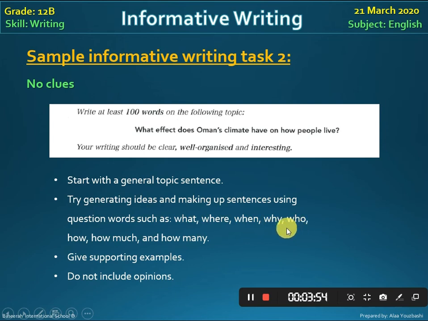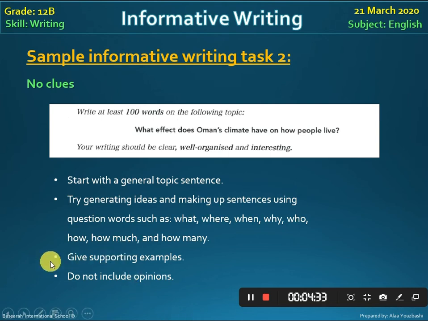Maybe I can answer the question who. I can give an example about a person that I know, or for example, a fashion designer who was trying to make fashion that will be suitable for the climate in Oman. How? I can answer how. How is he or she trying to make those clothes so that they reflect the climate here? How much, how many? I can answer those questions too, to generate ideas. You can use any of these words. I'm not saying that you should answer all of them, but you can think about some of them so that you can come up with some ideas.